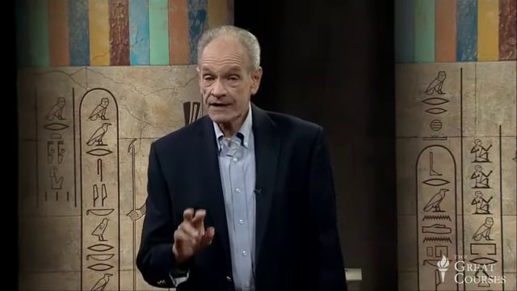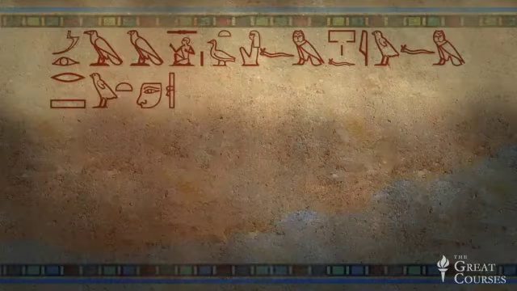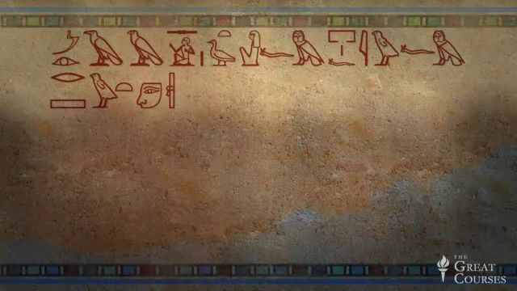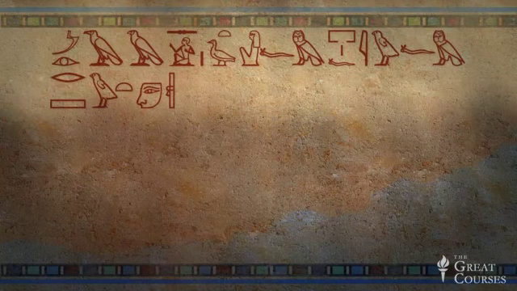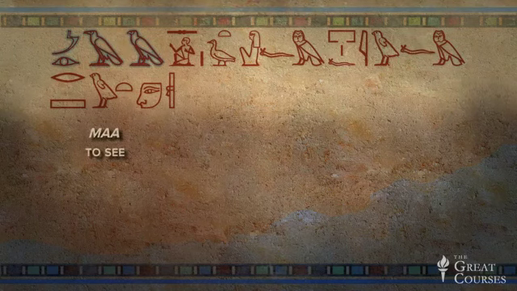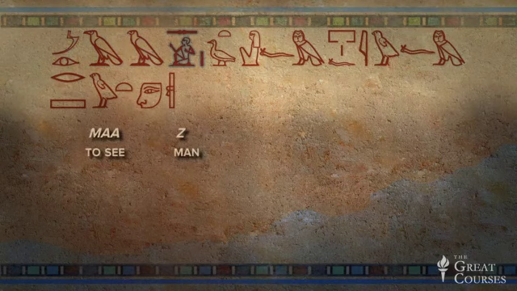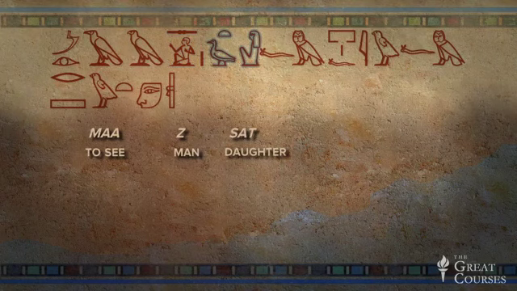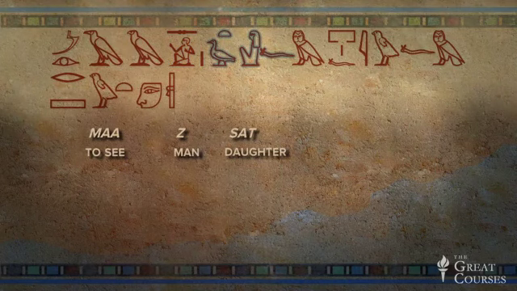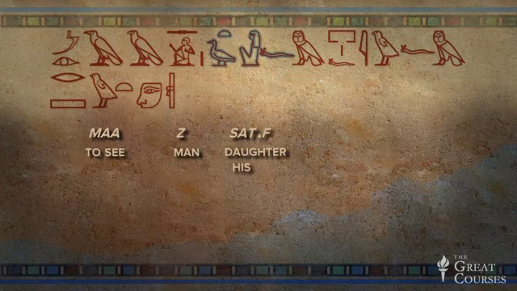These are the ones involving our new suffix pronouns. I gave you 2 sentences. Let's start with the first, the long one. It's long, but you can do it. As usual, we start with a verb. It's maa, to see. Next is the word for man, z. So we know a man is seeing something. Our next word, sat, means daughter. But right after it is a viper. And this is one of our suffix pronouns, meaning he or his. So it must be his daughter.